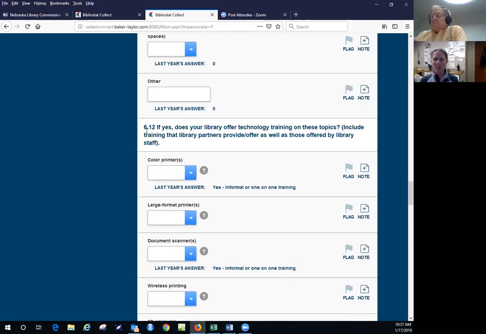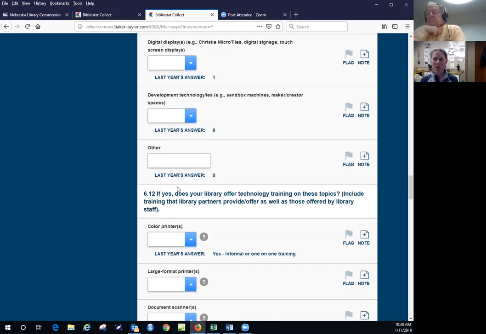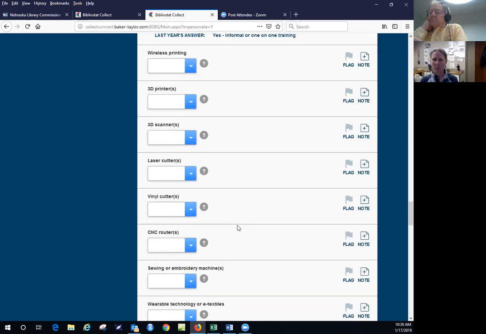And then 6.12 is kind of a follow-up for 6.11. And you'll notice here again, if you enter a no, these will disappear down here. If you entered a yes, the follow-up question is, did you provide any training on this equipment? And then it gives you the option of: yes, we provided a formal program or formal training; yes, we provided training, but it was done on a one-on-one basis or informal; or we didn't provide any training at all. So those are the follow-up questions to 6.11.